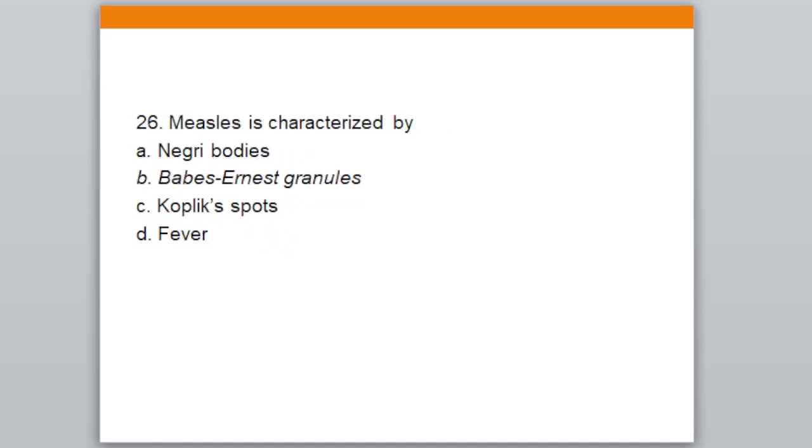Question number 26. Measles is characterized by option A. Negri body, option B. Warthin-Finkeldey giant cells, option C. Koplik spot, and option D. fever. This is an MSQ, so your correct answer would be option B, option C, and option D.